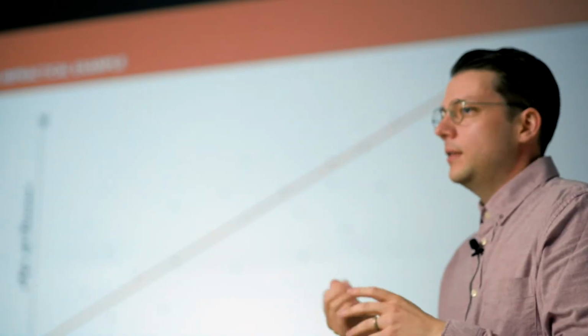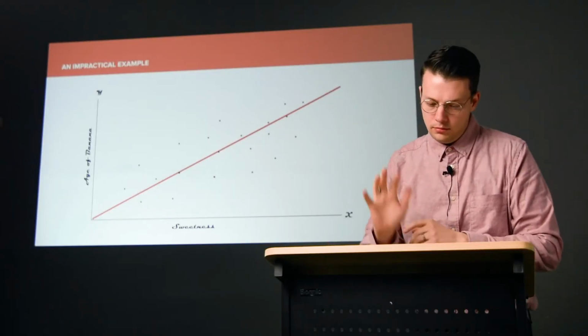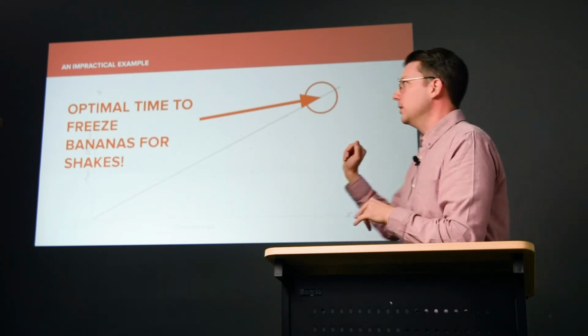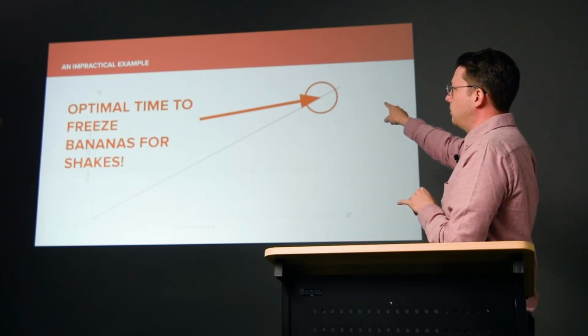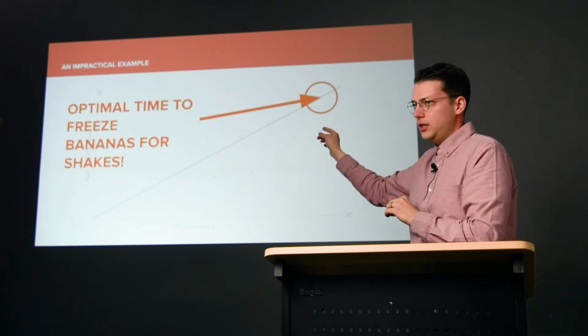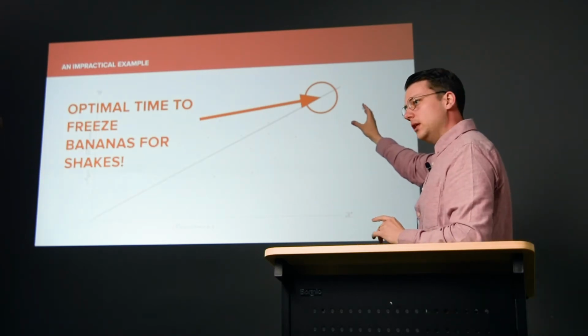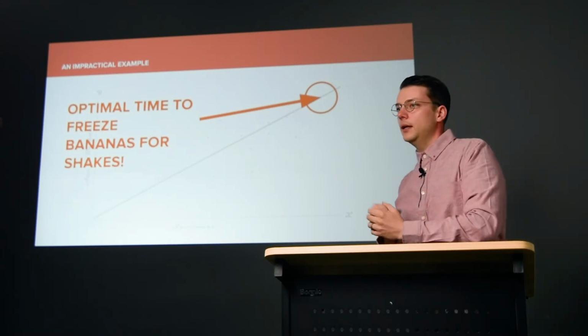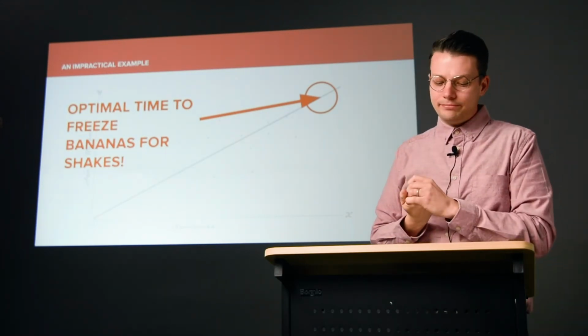But for the purposes of this, we're going to say maybe at the 6th day, we have our optimal time to freeze the bananas for our shakes, right up here. And so we could make a pretty reliable prediction based on this progression that we see as to when the optimal time to make our milkshakes is.